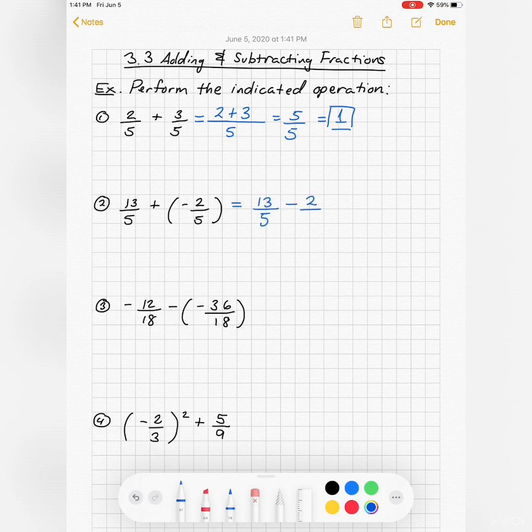Remember, adding a negative is the same as subtracting. So I have the same denominator. So again, when I look at this, I'm thinking, well, I have 13/5, take away 2 of them. I have 11/5, right? If I have the same denominator, I'm really kind of just counting.